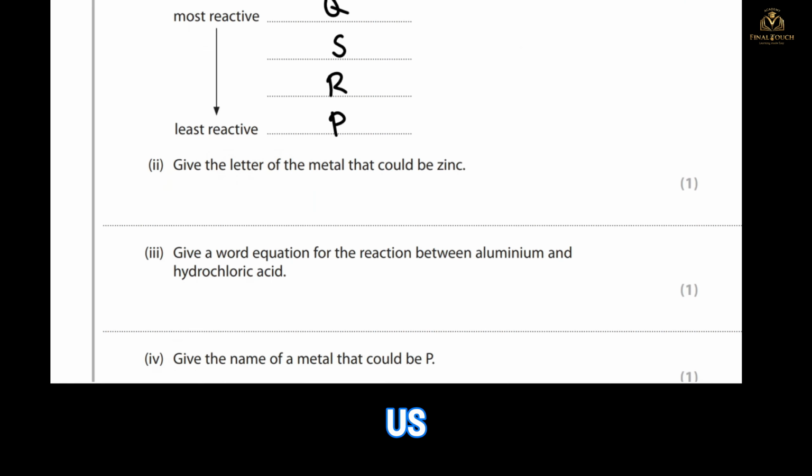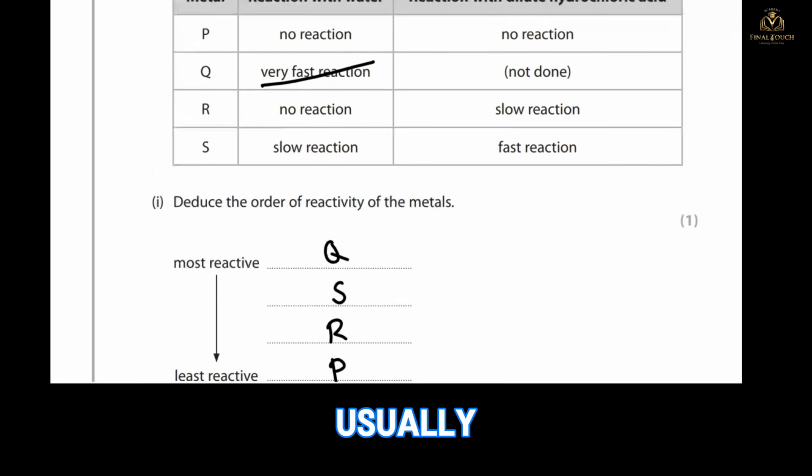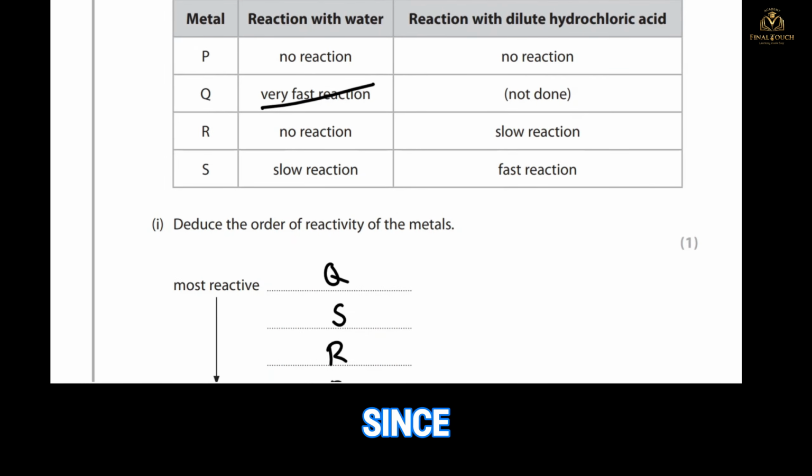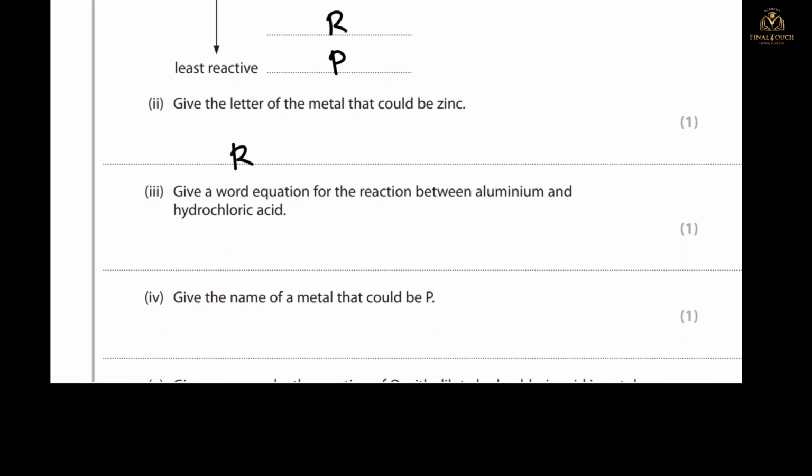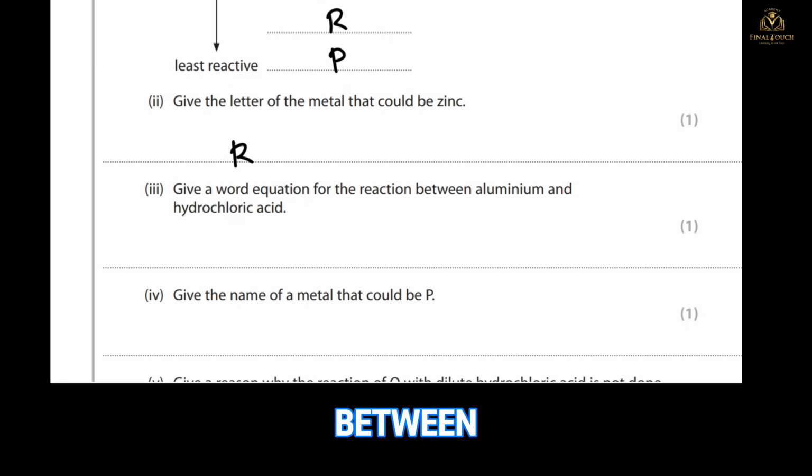Part A2 tells us to give the letter of the metal that could be zinc. So the answer will be R, since metal zinc does not react with water and undergoes a slow reaction with dilute hydrochloric acid. Give a word equation for the reaction between aluminium and hydrochloric acid.